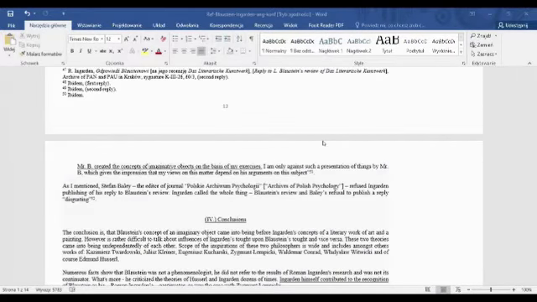Scope of the inspiration of those two philosophers is wide and includes, amongst other, works of Kazimierz Twardowski, Juliusz Kleiner, Eugeniusz Kucharski, Zygmunt Łempicki, Waldemar Conrad, Władysław Witwicki, and of course, Edmund Husserl. Numerous facts show that Blaustein was not a phenomenologist. He did not refer to the results of Roman Ingarden's research and was not its continuator. What's more, he criticized the theories of Husserl and Ingarden dozens of times.